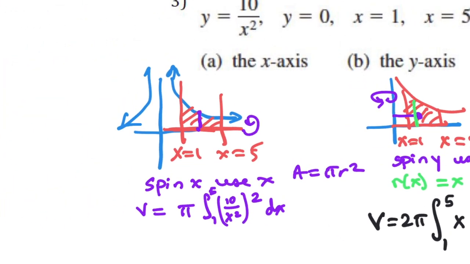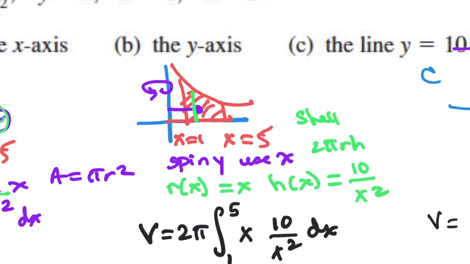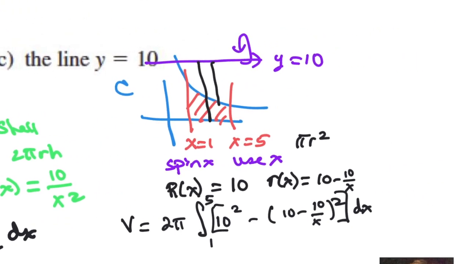Okay, so let's take a look. For the first question, you are spinning about the x-axis, and when you spin x, use x, that's pi r squared. For question B, you're spinning on the y-axis. Spin y, use x, that's your shell method. The radius with respect to x is going to be x, and the height is going to be your 10 over x squared. For question C, we've moved the axis of revolution to y equals 10.